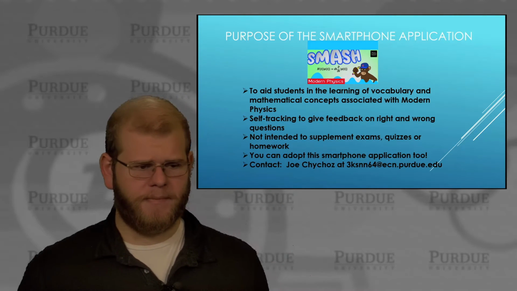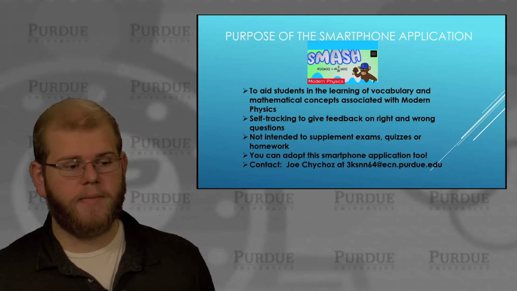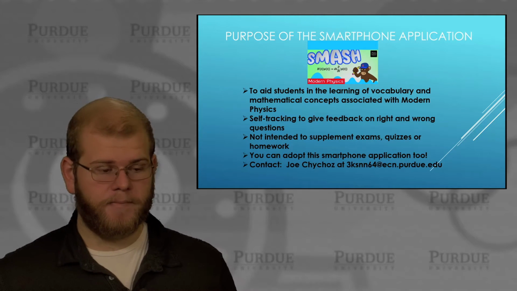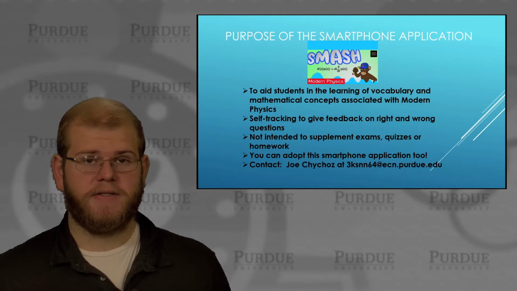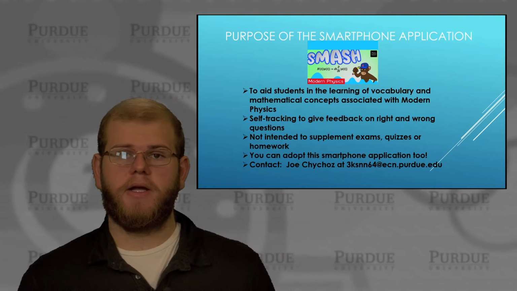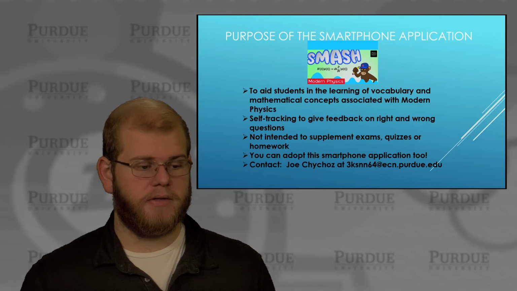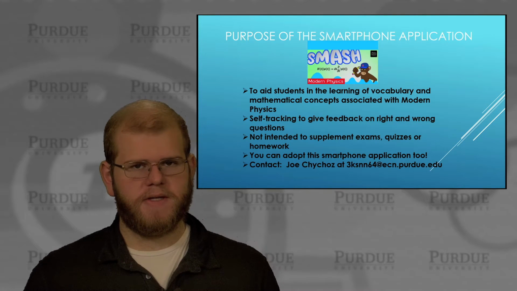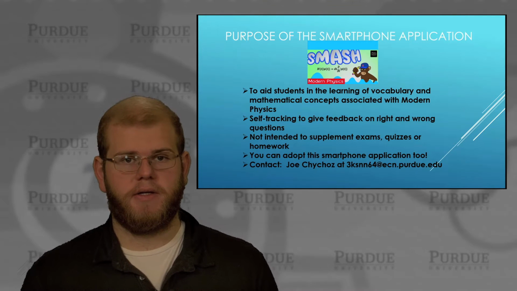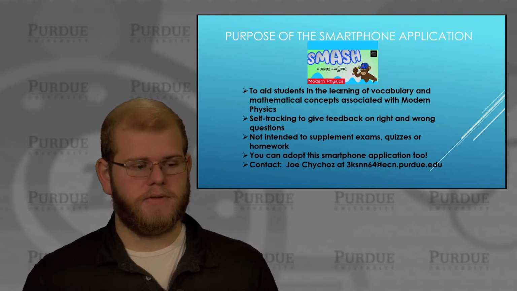Why do we care? This app was designed to aid students in learning vocabulary and mathematical concepts that are associated with modern physics classes. It self-tracks the students' progress as they go through this application. They track right and wrong answers, and the students can then go back and re-answer the wrong questions. Now, this app wasn't intended originally for any supplemental information for exams, quizzes, or homeworks. It's just to aid the students.